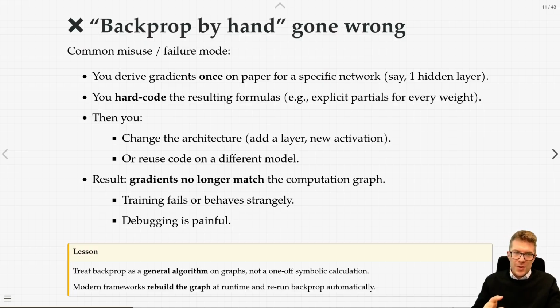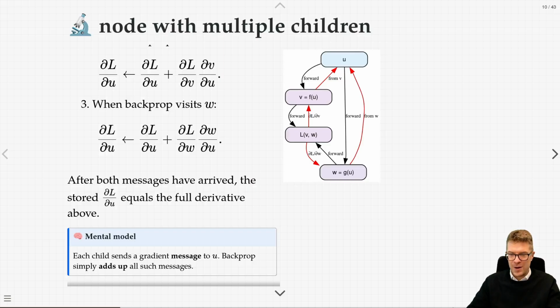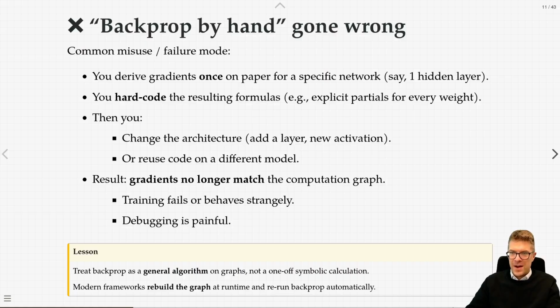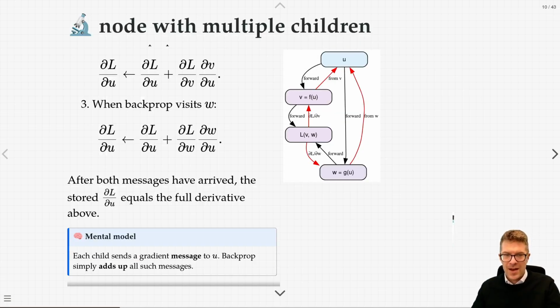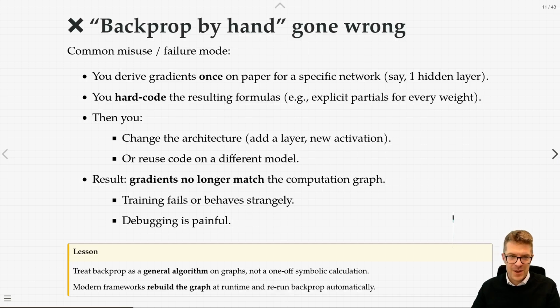The one thing you can do is what we're doing now: derive the gradients on paper for a very specific network. A lot of what we're doing is for a particular computational graph with a particular structure to it. Maybe there's only one hidden layer because we're doing something very simple, and then we hard code the formulas. We hard code everything we just mentioned a moment ago. And that's obviously going to be faulty.